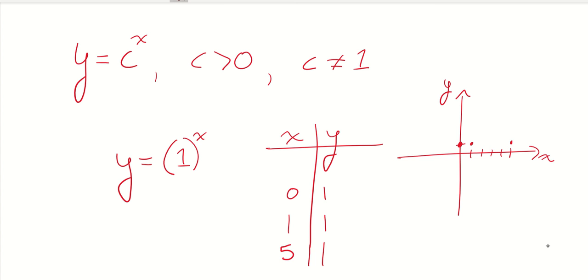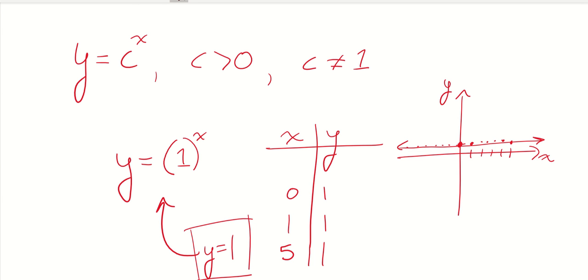No matter what I plug in for x, I'm just going to get 1. All of my outputs are going to be 1. So this would be the graph. This is actually the graph of y equals 1. It's a linear graph here, so it doesn't show this sort of exponential behavior either. We don't get that exponential increasing or decreasing curve.